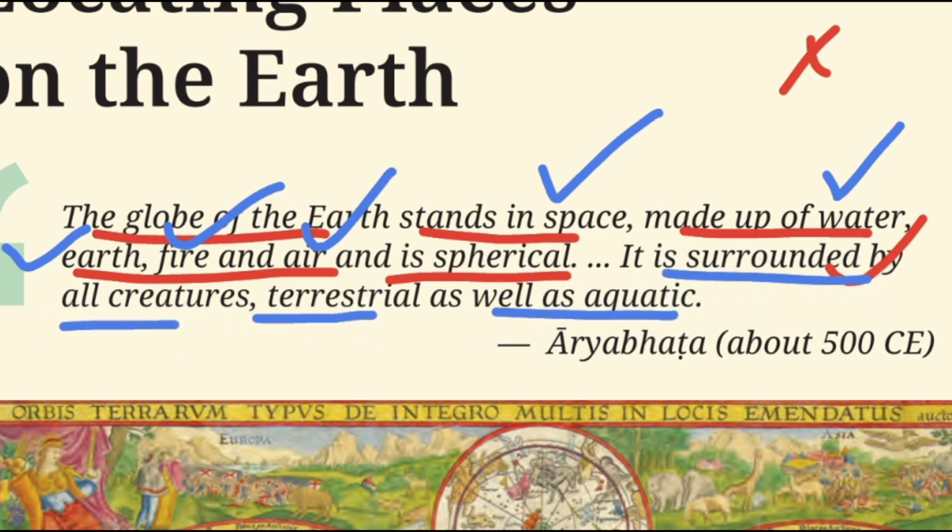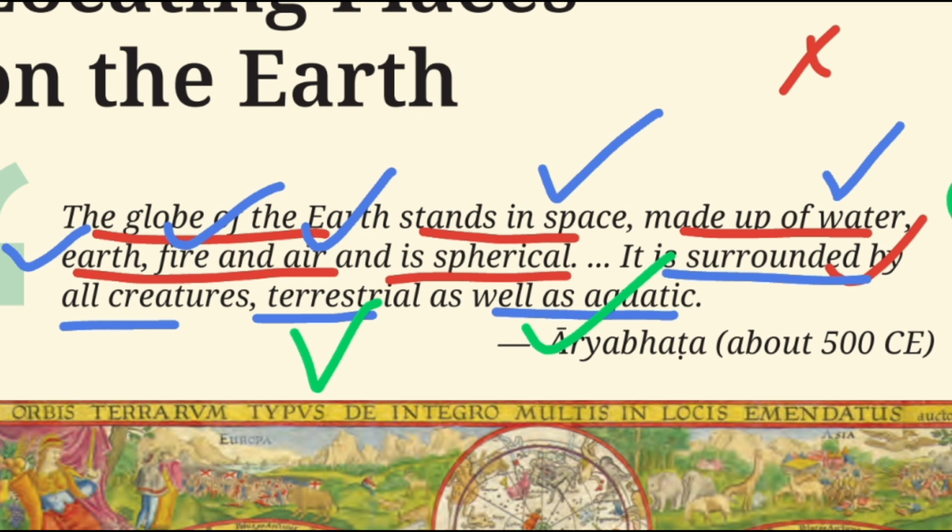What do you mean by terrestrial? Terrestrial means those organisms which are living on the land. That is terrestrial creatures. And what do you mean by aquatic? Aquatic means all organisms living in water. So basically he is saying this earth is made up of water, earth, fire and air. And what is the shape? Shape is almost spherical.